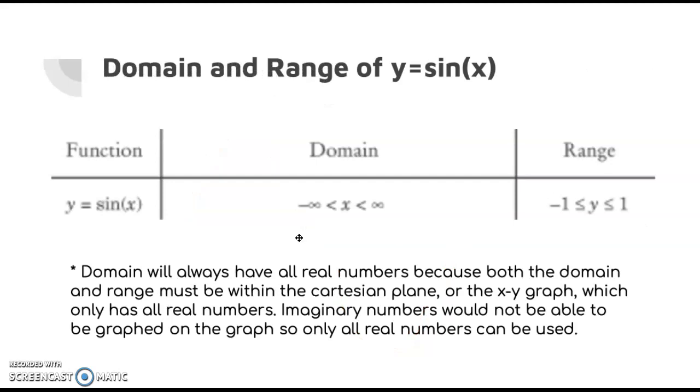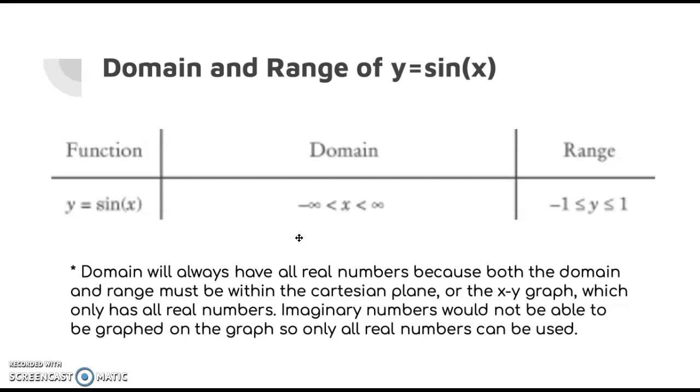The domain of y equals sine of x is all real numbers because we're graphing on a Cartesian plane, or the x and y graph, which can only hold all real numbers. Imaginary numbers can't be graphed because they go beyond the graph, so only all real numbers can be used.